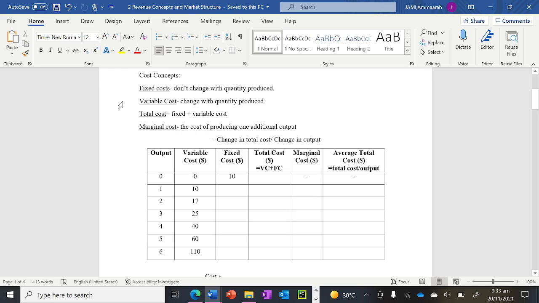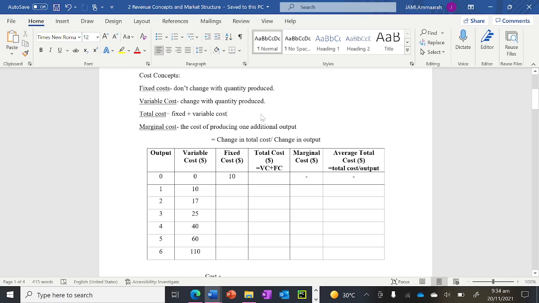Variable costs now are costs that change with the quantity produced. So if you produce 1 unit of output, your cost is probably like $10. If you produce 2 units of output, your cost is 20. Just like that, that's variable cost. Total cost is your fixed cost plus variable cost. So you're adding your 2 types of costs, your fixed cost and your variable cost.